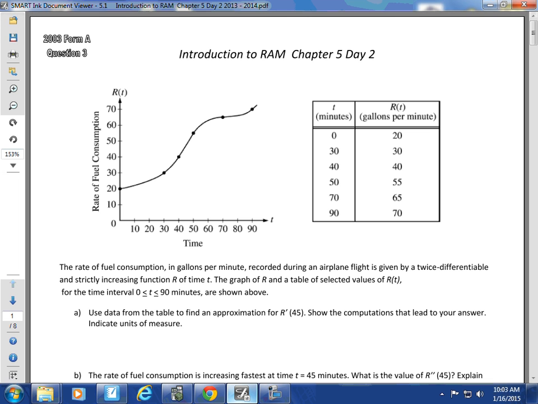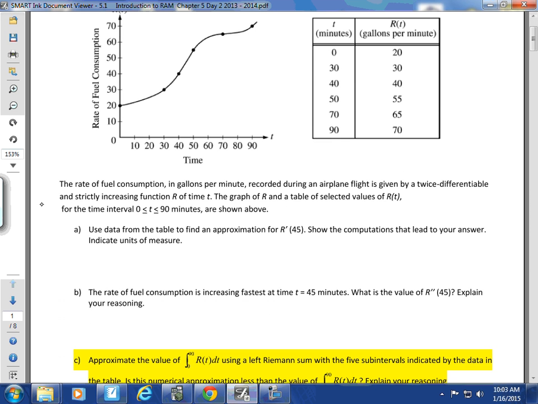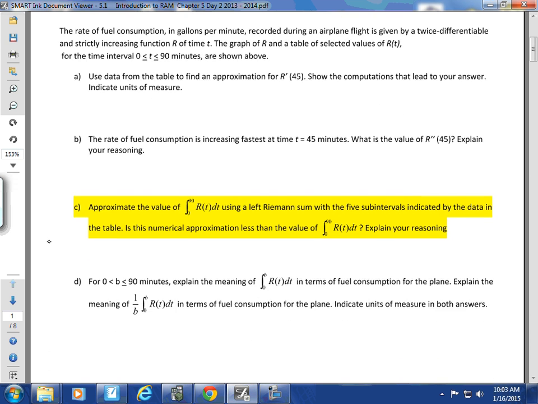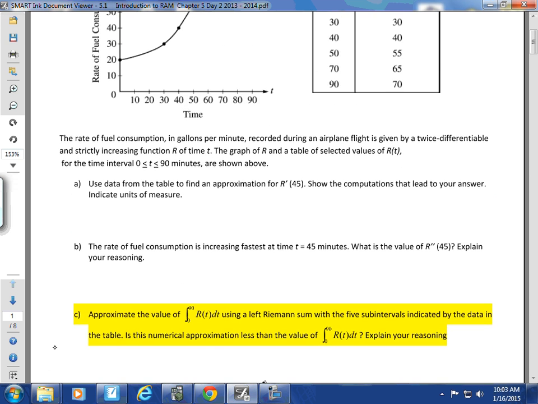Okay, so the first thing we'll do is we'll just look at this question from 2003. It's got multiple parts, and I'm positive you can answer part A. I'm positive you could answer part C. Part D, I do want to talk about a little bit here.